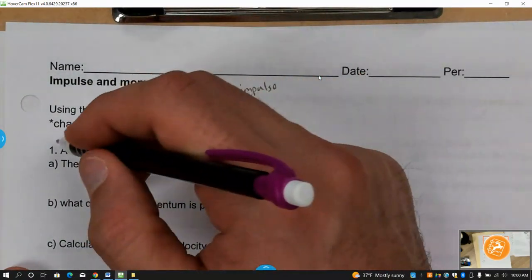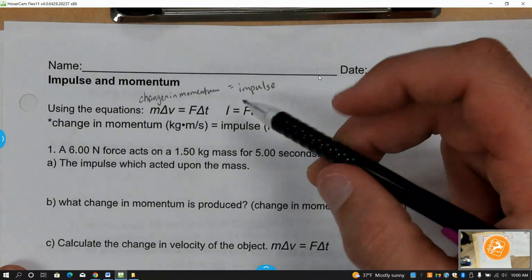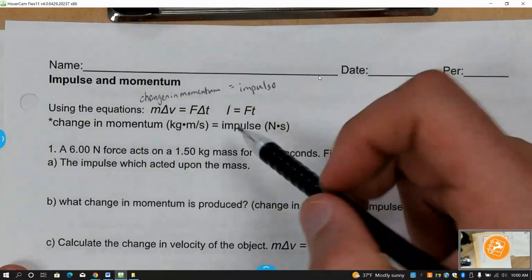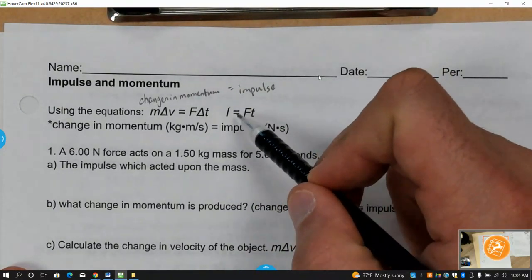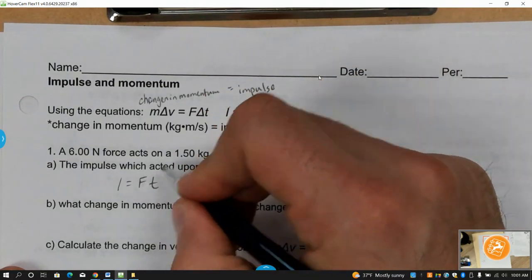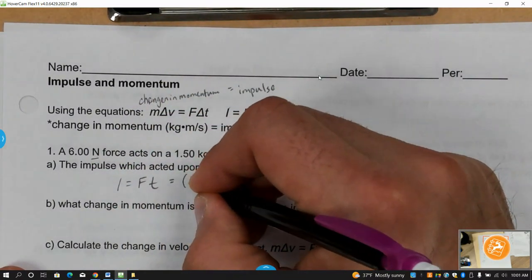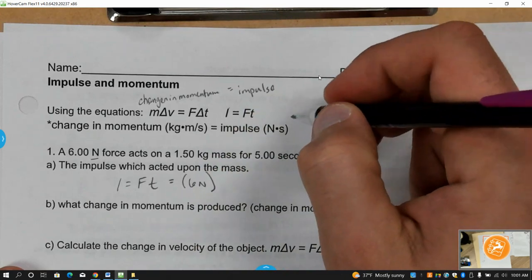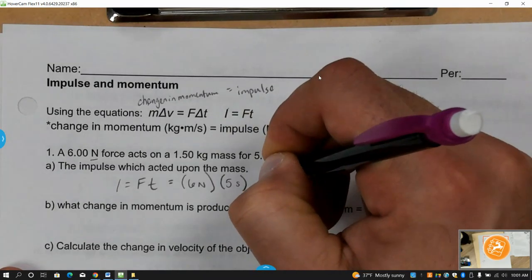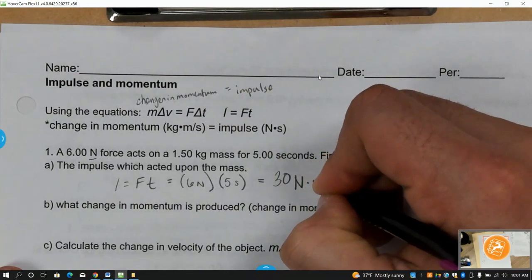So, number one, a force of 6 newtons acts on a 1.5 kilogram mass for 5 seconds. Find the impulse which acts on it. Okay, if they just want impulse by itself, I is equal to force times time. Force is what unit? The newton. And time, 5 seconds. What is 6 times 5, y'all? Hell yeah. And the unit will be newton times seconds.